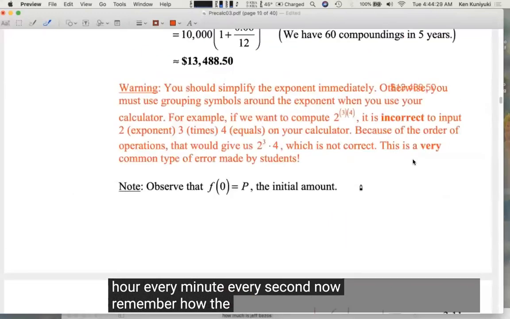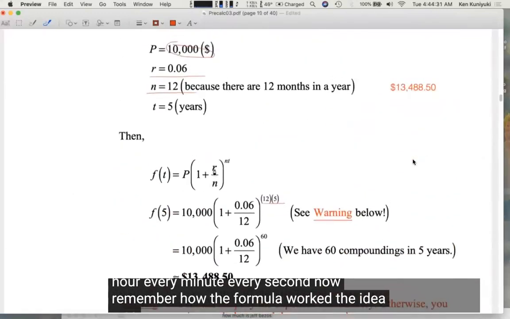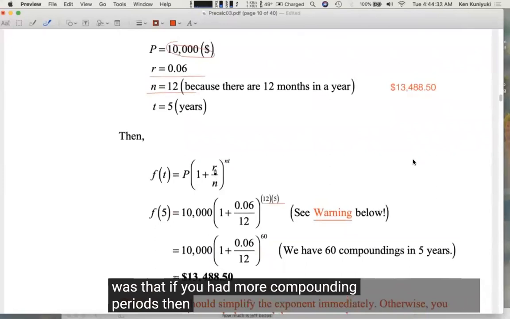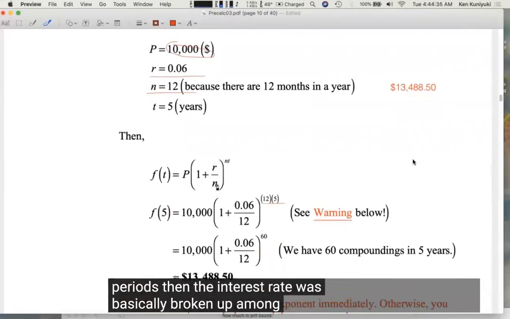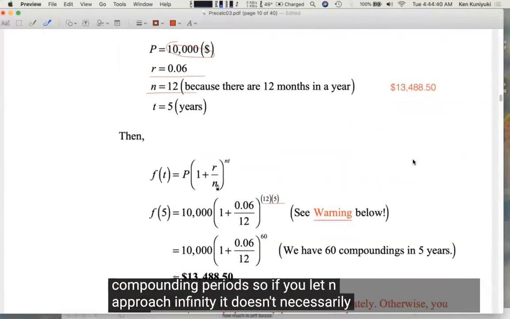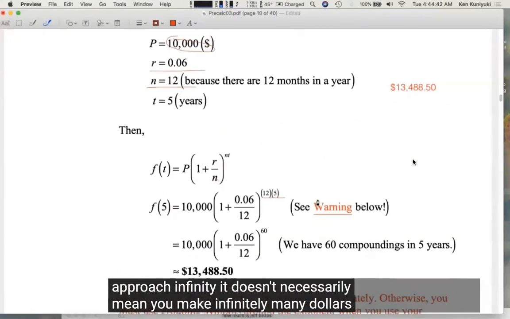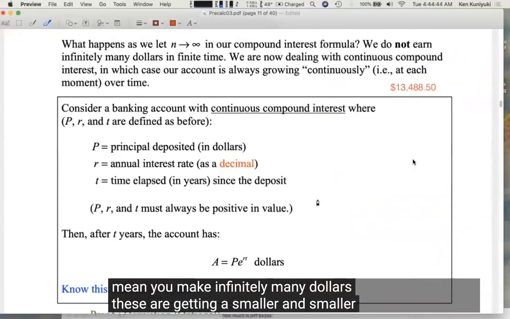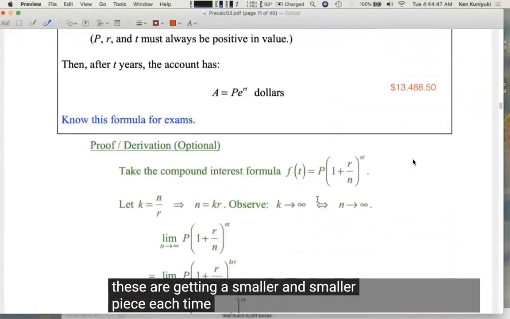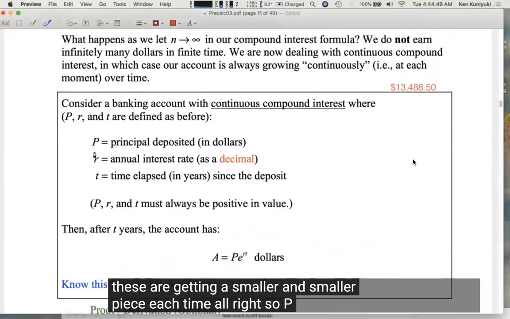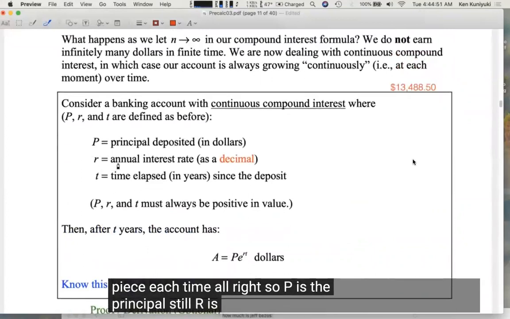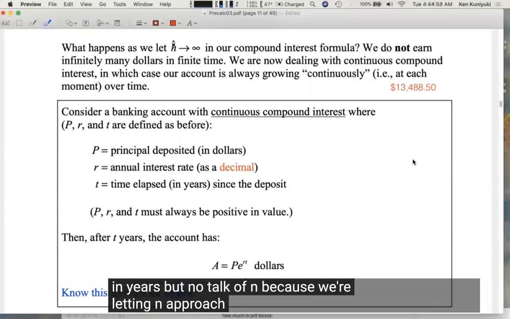Now, remember how the formula worked. The idea was that if you had more compounding periods, then the interest rate was basically broken up among the n compounding periods. So if you let n approach infinity, it doesn't necessarily mean you make infinitely many dollars because you're getting a smaller and smaller piece each time. All right. So P is the principal still, R is the annual interest rate as a decimal, T is the time elapsed in years, but no talk of n because we're letting n approach infinity.